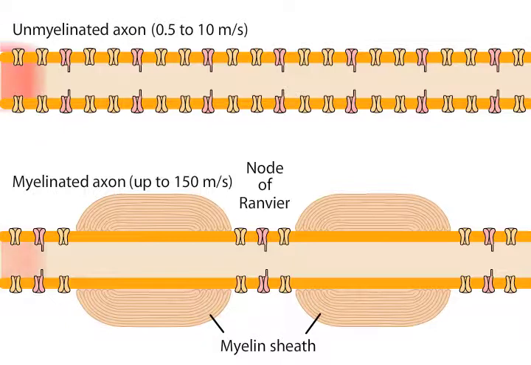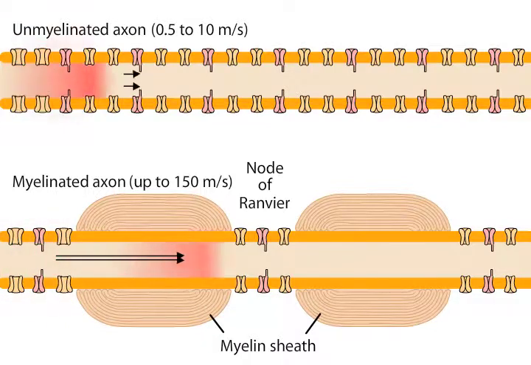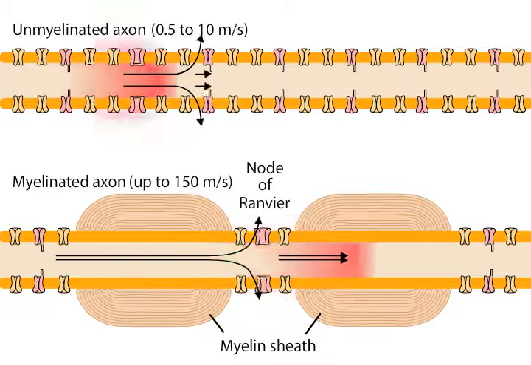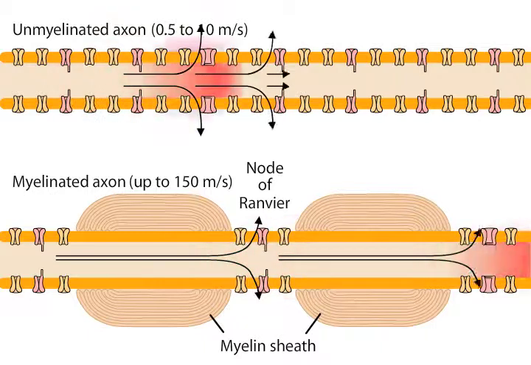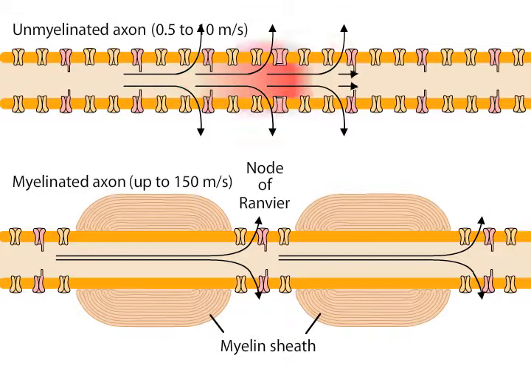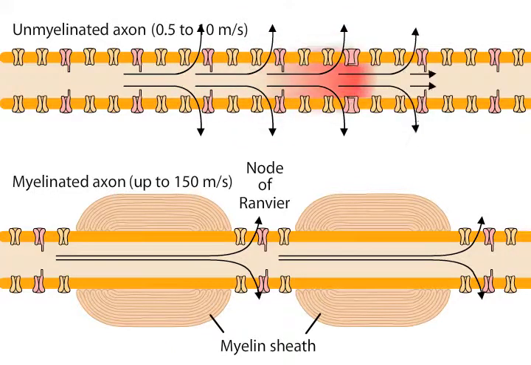For example, whereas unmyelinated axon conduction velocities range from about 0.5 to 10 meters per second, myelinated axons can conduct at velocities of up to 150 meters per second.